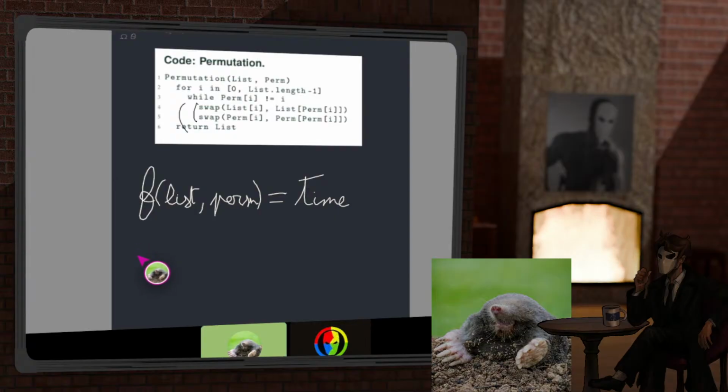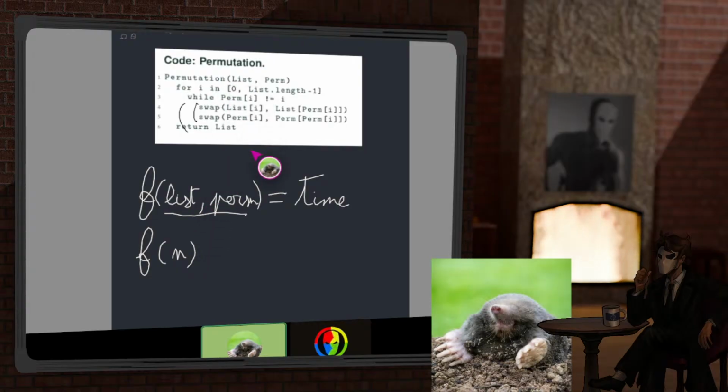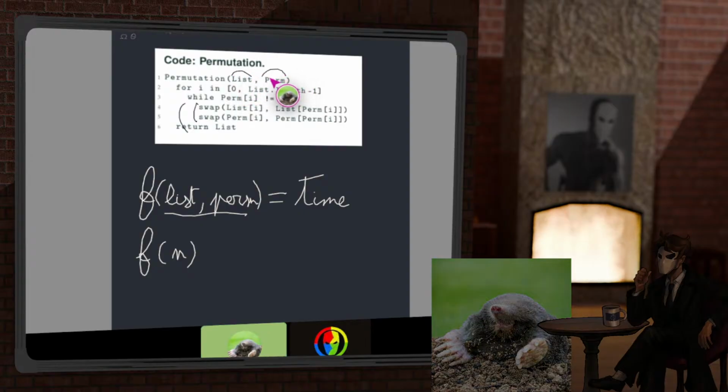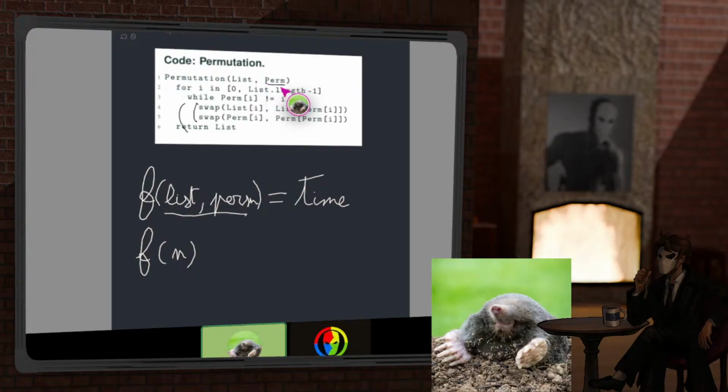So instead, we are going to describe our function as taking a number as argument. This number is going to be the length of the input list, because we just have one restriction: that these two have the same length. Otherwise, this wouldn't be a permutation of the input list. So n is the length of the two input lists.